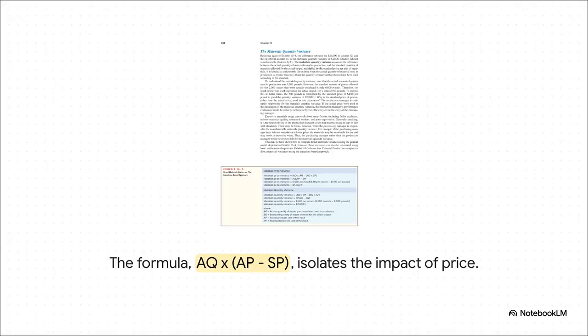Now, don't let the formula intimidate you. Look at the logic here. We're just taking the difference between the actual price and the standard price, right? And we multiply it by the actual quantity that we purchased. This whole thing is designed specifically to isolate the price factor. We're totally ignoring, just for a moment, whether we use those materials efficiently or not.